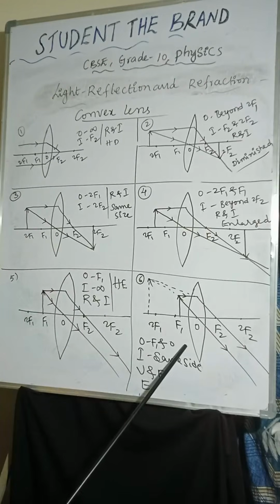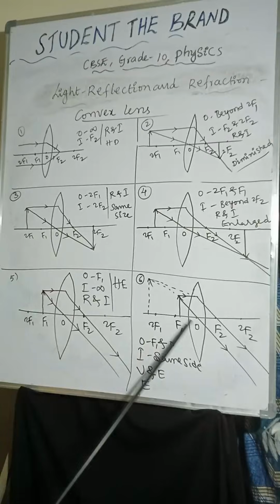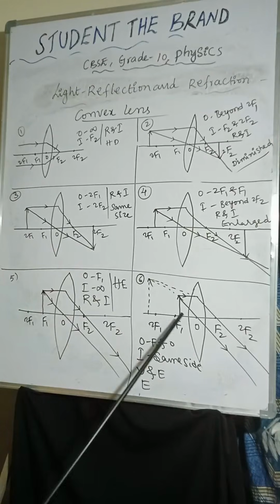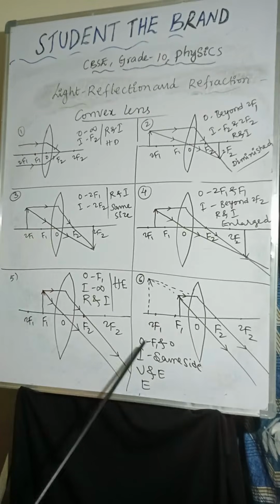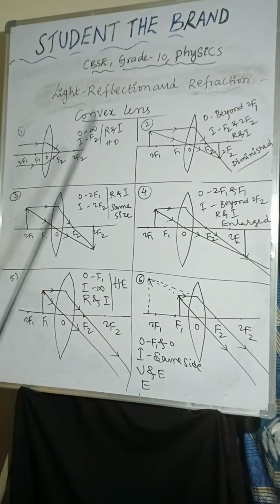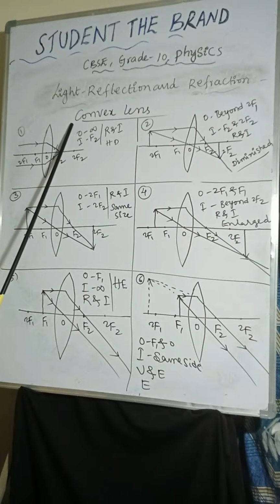And coming to here, object is placed between F and O. Image is formed on the same side of the object. So nature of the image is virtual, erect and enlarged. Compared to the object, image size is increased. So these are the image formations of convex lens.